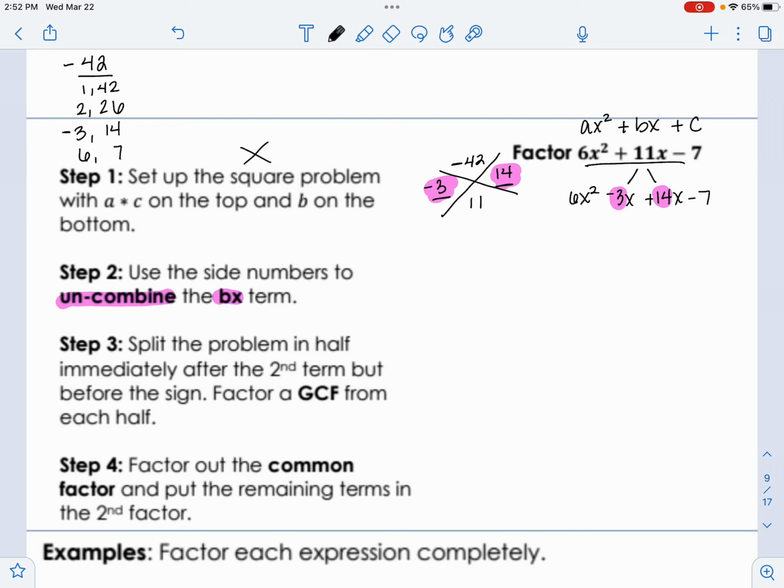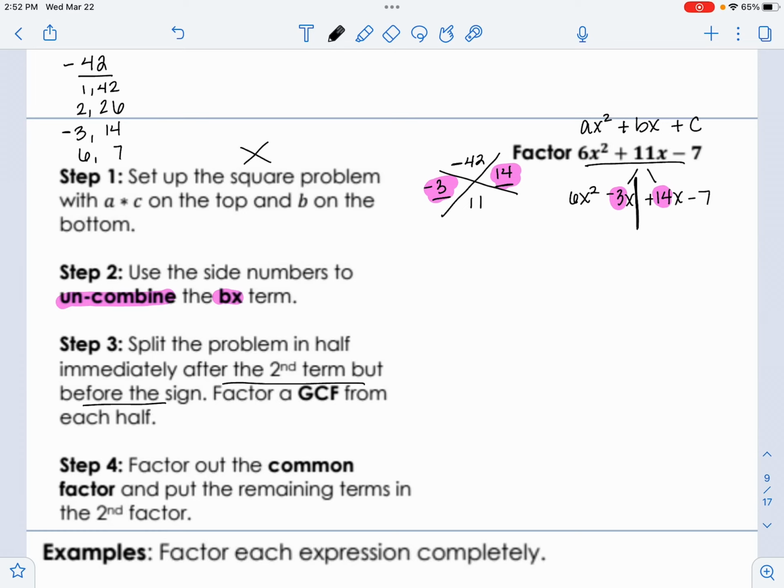So then step 3. So I've uncombined that middle term. Step 3 says to split the problem in half immediately after the second term, but before the sign. So what I'm going to do here is draw a vertical line right after my negative 3x, before the sign of 14x. And so now we're going to practice what we did yesterday in 2 different spots. We're going to factor out the greatest common factor of each set on the left side of that big bar and on the right side.